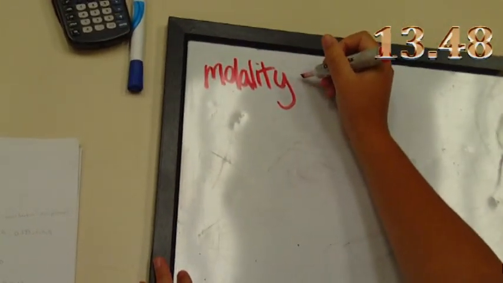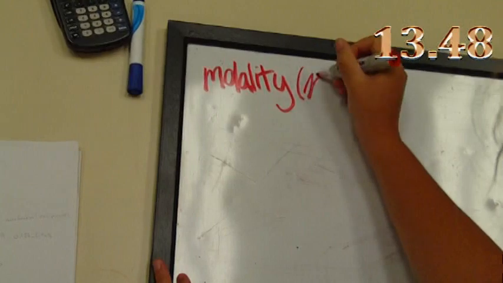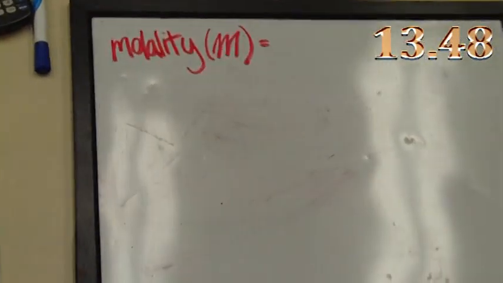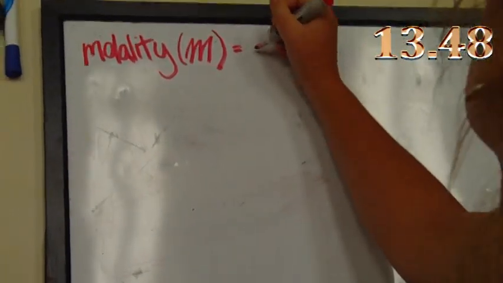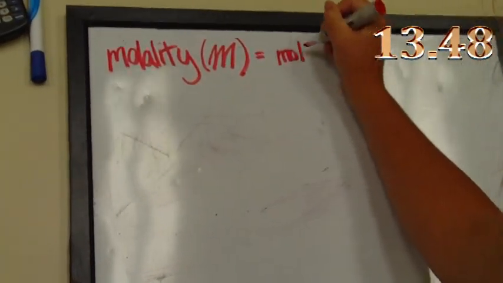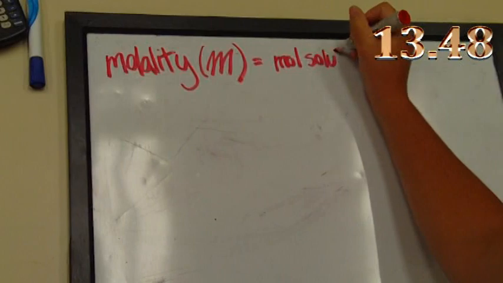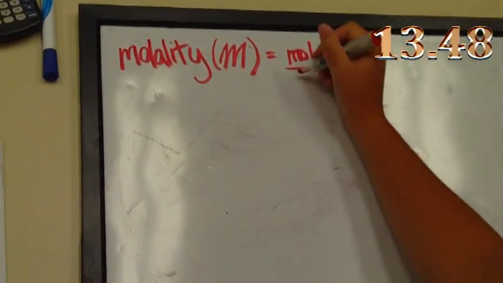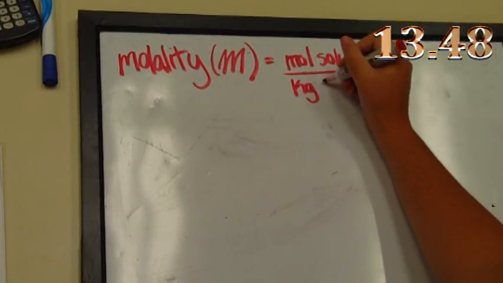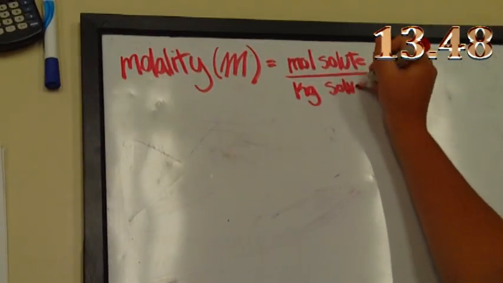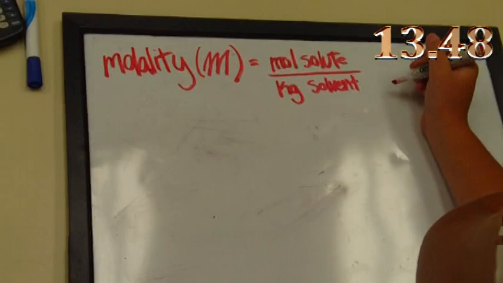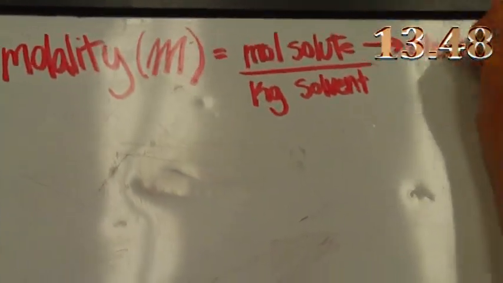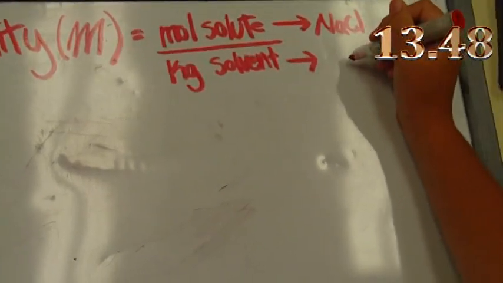Molality is going to be represented by the cursive N, I guess, and that is moles of solute over kilograms of solvent. In this case, our solute is going to be NaCl, and our solvent is going to be water.